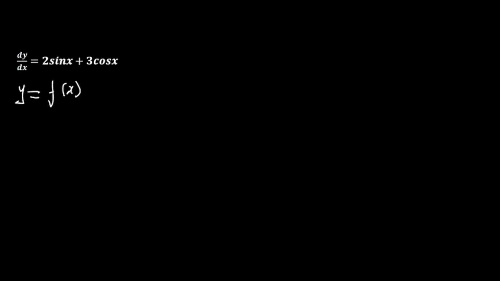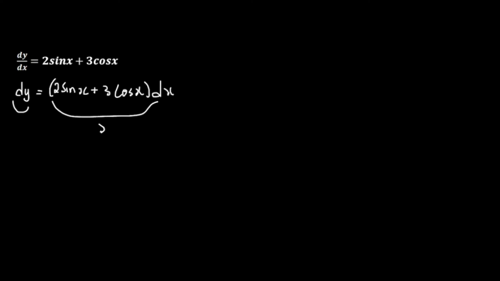So now looking at what we have been given above here, if we want to solve this, then the first step that we need to do is multiply all through by dx. So we have dy equal to 2 sine x plus 3 cos x, and since we multiply all through by dx, the dx comes here. Now if we look at our left hand side, it is in terms of y, and if we look at our right hand side, it is in terms of x. So here we have separated our variables.